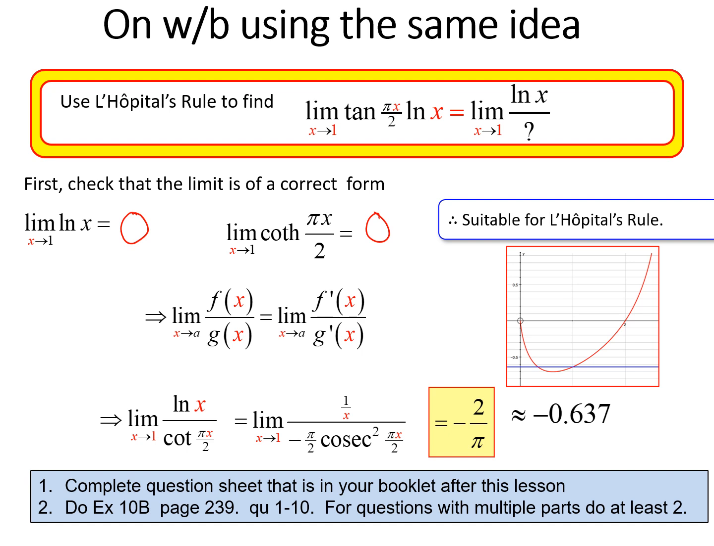And then you differentiate at the top and the bottom. You got 1 over x, and cot goes to cos x squared. And then if you put 1 into that, that actually gives you 1 over pi over 2, which, well, when you do it, it comes to this and this.